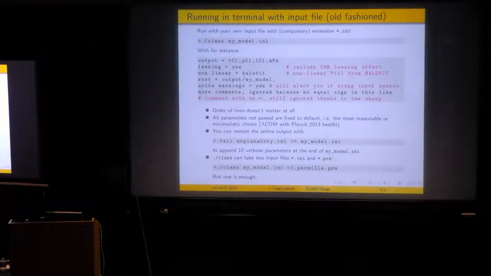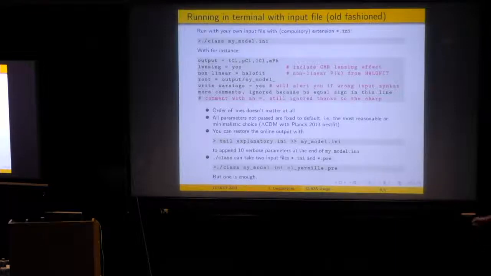Yes, so suppose you write this and you run class mymodel.ini. You don't have these output lines when you run. You don't know the age of the universe and all this. Because the verbose parameters are 0 by default, so you get no output. If you want the verbose parameters, there is a trick.